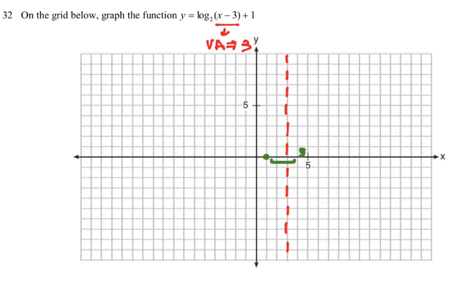Now, when you look at the shifting, you see that log base 2 of x would have passed through (1, 0). But by the translation of 3 to the right and 1 up, we know that the graph will pass through this particular point, (4, 1). And from that point, we can sketch that way. That will be our sketch of the given function.